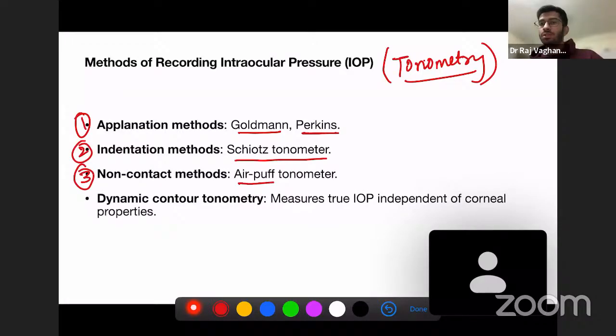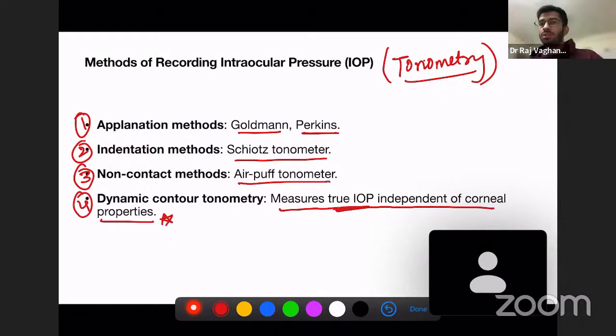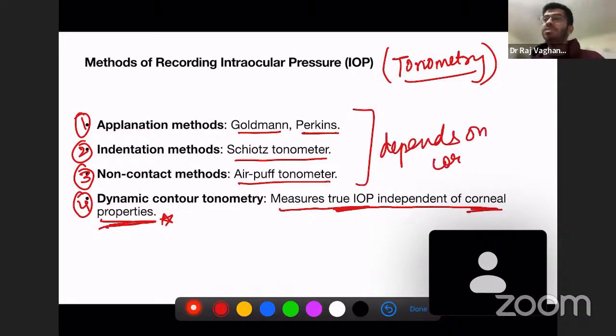And dynamic contour tonometry measures true IOP independent of the corneal properties. So it measures the true IOP and it is not dependent on the corneal properties. Whatever the cornea, if there is any hazy cornea or any inflammation of the cornea, it does not depend on the corneal properties. Other methods depend on the corneal properties, and dynamic contour tonometry does not.